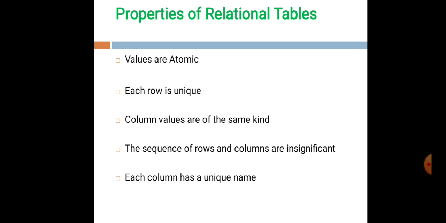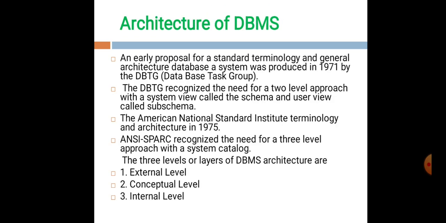Properties of relational tables. Values are atomic. Each row is unique. Column values are of the same kind. The sequence of rows and columns is insignificant. Each column has a unique name.